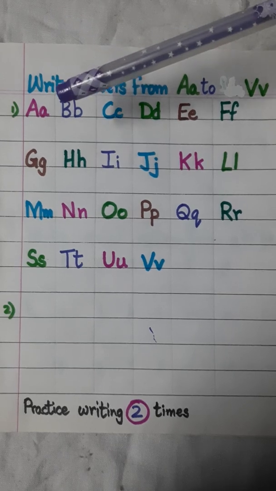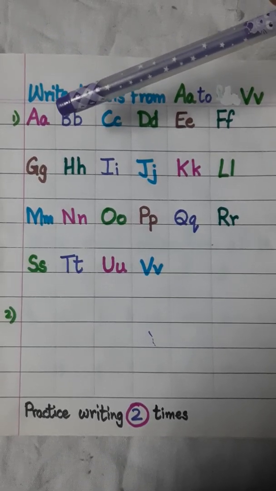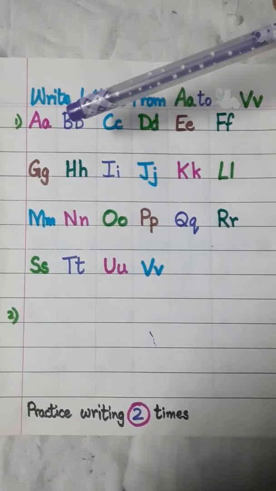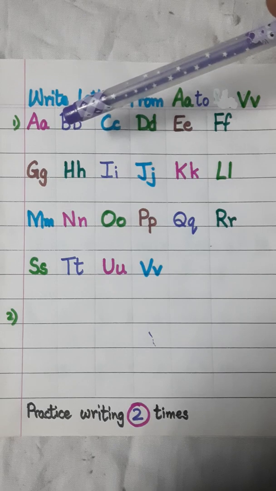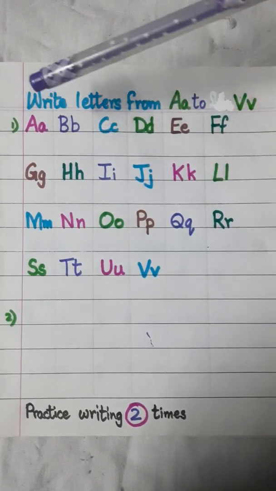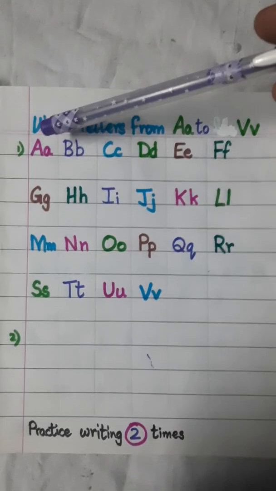In our previous classes, we have learned the letters from A to W, both in capital and small. Hope you are perfect in writing and identifying alphabets from A to W, both in capital and small, children. Let's quickly revise the alphabet from A to W, children.